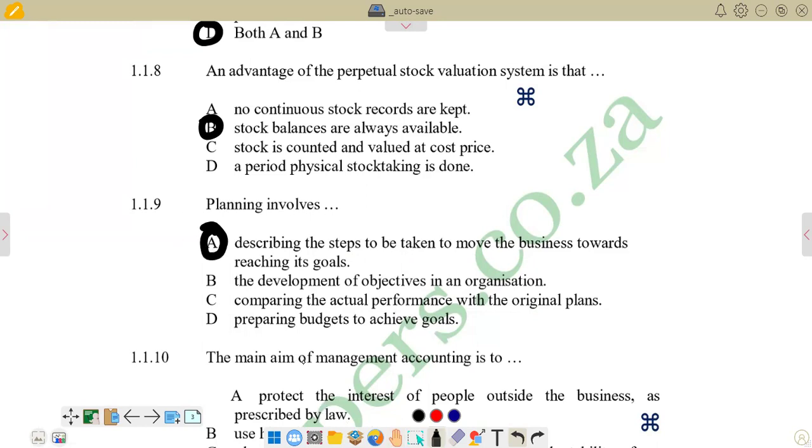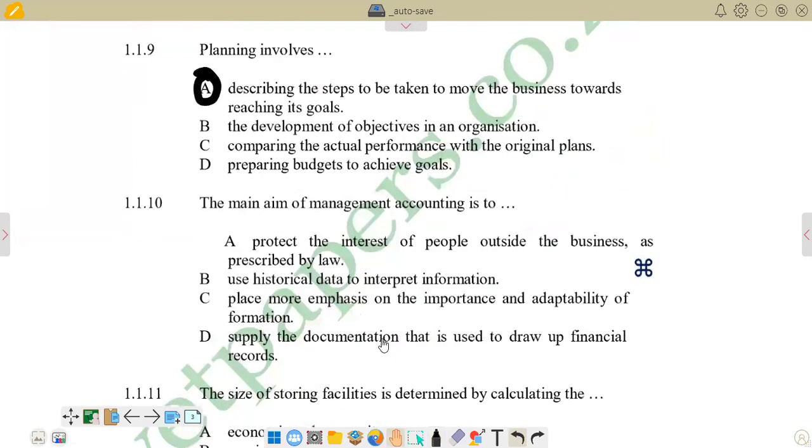Then we go to 1.1.10. The main aim of management accounting is to... A, protect the interests of people outside the business as prescribed by law. B, use historical data to interpret information. C, place more emphasis on the importance and adaptability of information. D, supply the documentation that is used to draw up financial records. So if you go through the responses that we are having there, C is the correct response that we have. Place more emphasis on the importance and adaptability of information. So we have got C.